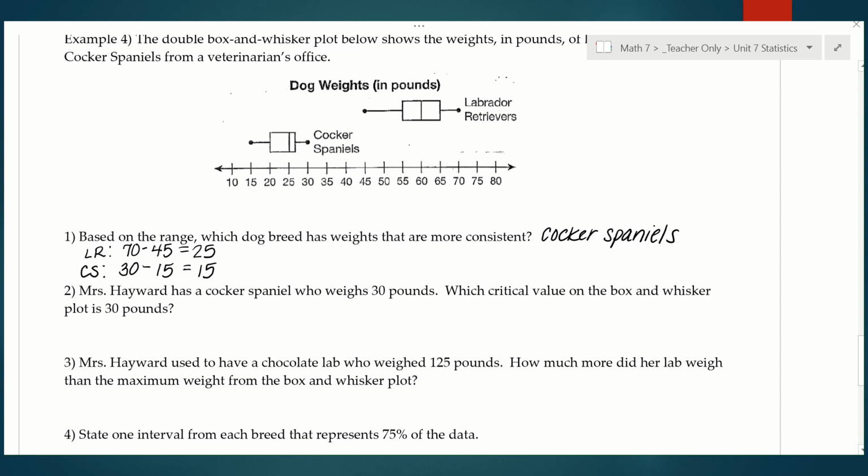Okay, number 2, Mrs. Hayward has a Cocker Spaniel who weighs 30 pounds. Which critical value on the box and whisker plot is 30 pounds? Okay, so true story. I think my Cocker Spaniel is probably about 35 pounds, but close enough. So the critical value would be the maximum point, right? It's the highest of the Cocker Spaniels.